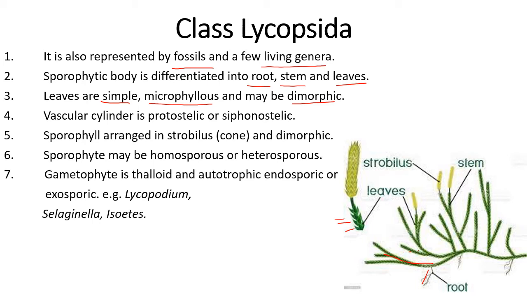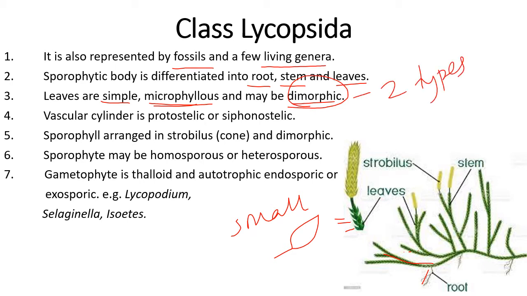Now what is the meaning of this? Simple means each leaf is single. Microphyllous means small, and maybe dimorphic means they are showing two different types with respect to their structure. That's why the word dimorphic is used.